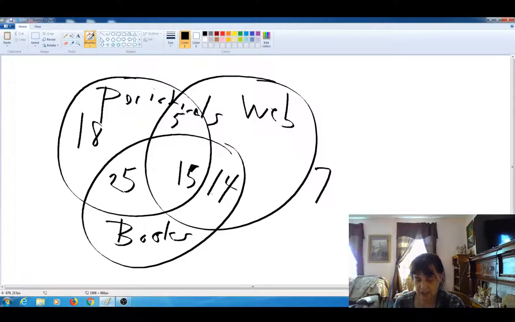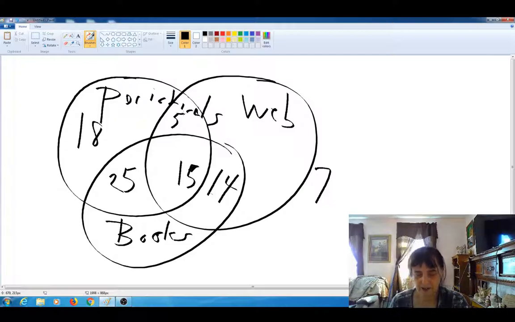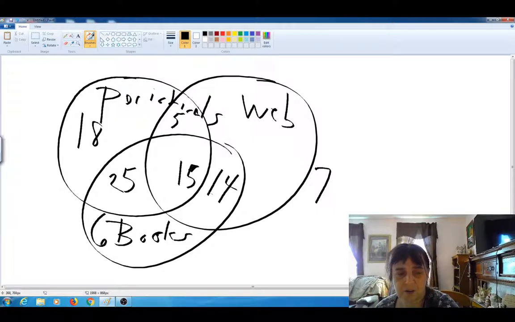So 18 plus 5 plus 25 plus 15 plus 14. We don't know how many use only the books. Oh, no, wait, 60 use books. Okay, so 60 use books. So 25 plus 15 plus 14 is 54. 60 minus 54 is 6. So 6 use books only.